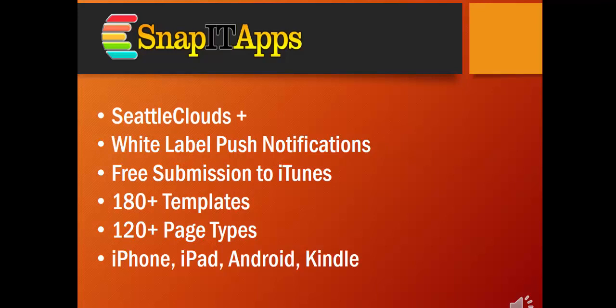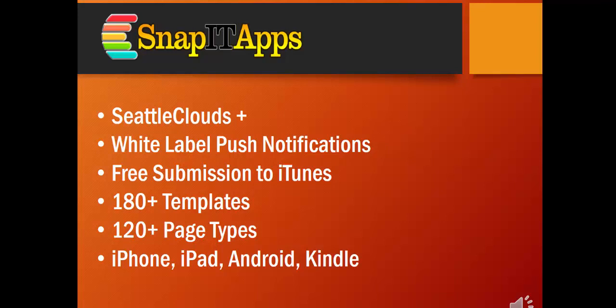Submission to Google Play and Amazon is very straightforward. There's no certificates to get hold of or anything like that, and it's very easy to submit to both of those yourself. Snapitapps also has over 180 templates that you can choose from, and 120 page types or features, and you can build apps for iPhone, iPad, Android and Kindle. And one of the beauties of it is that you can clone an app. So if you build an app for iPhone, you can click a button and clone it for Android.